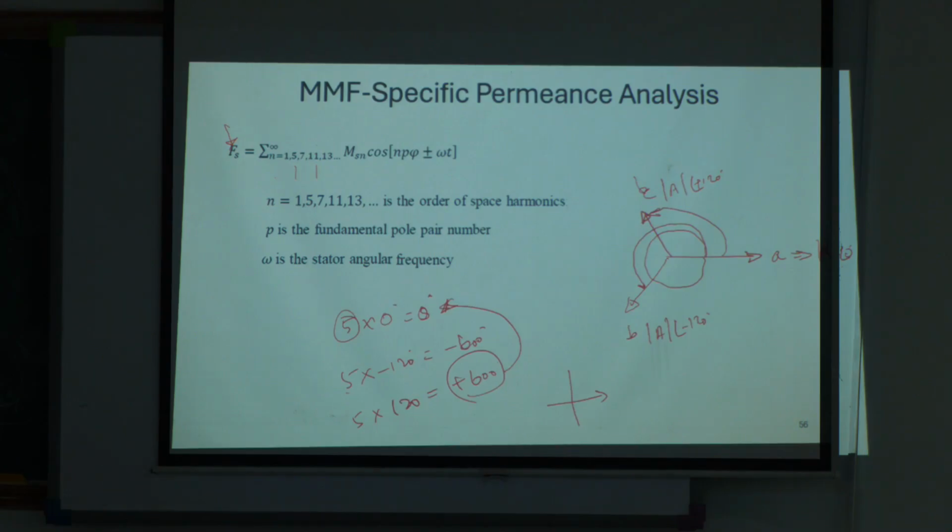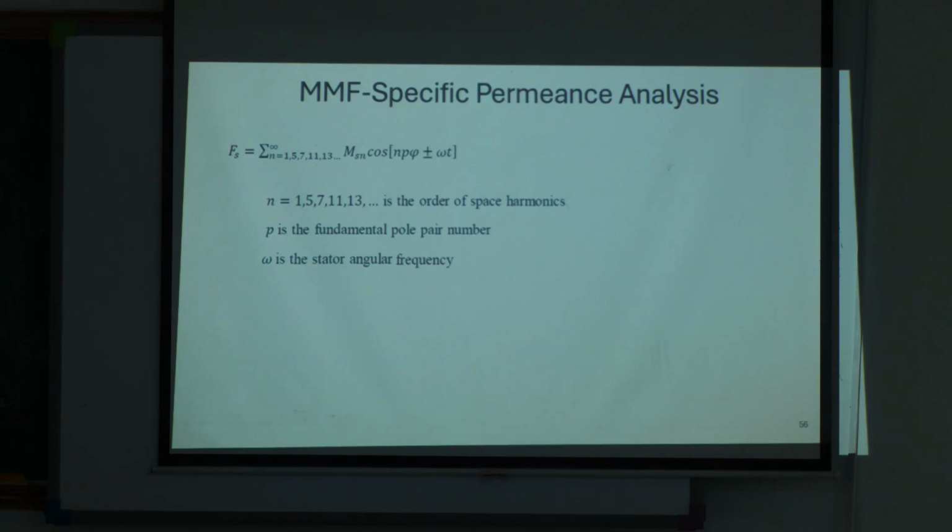So therefore, to capture the space harmonics and its impact on the phase sequence associated with the fundamental component, we have to write the MMF expression as n p θ plus or minus ω t, where n is the order of the space harmonic, p is the pole pair number. What is pole pair? If a machine has 6 poles, the pole pair will be 3. So number of poles divided by 2.